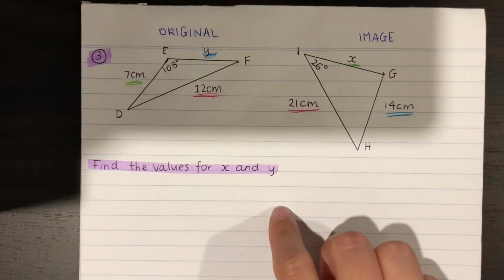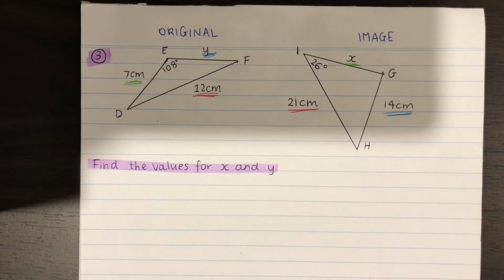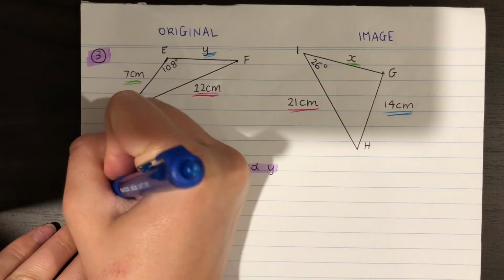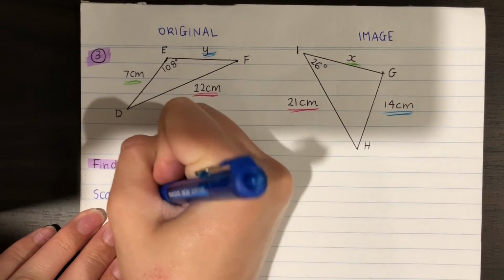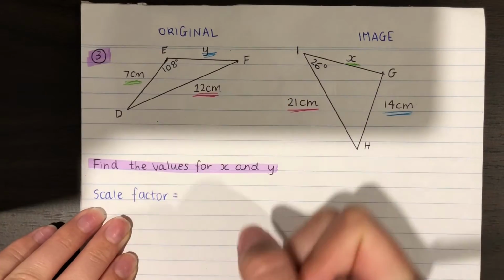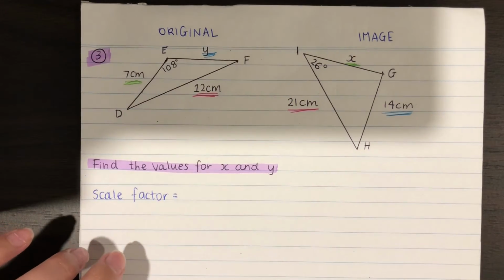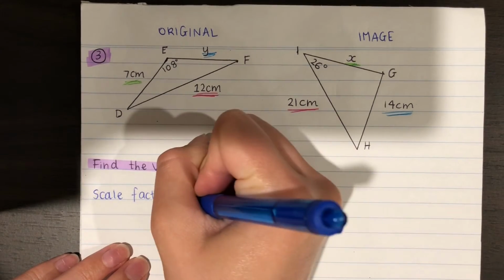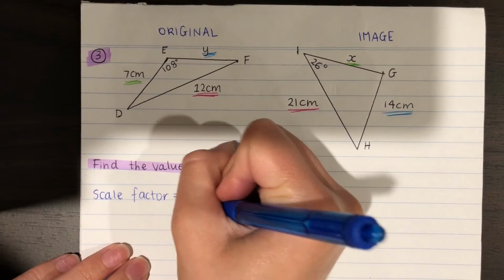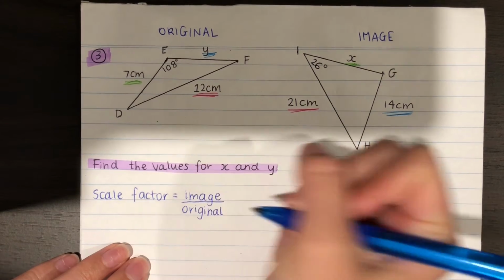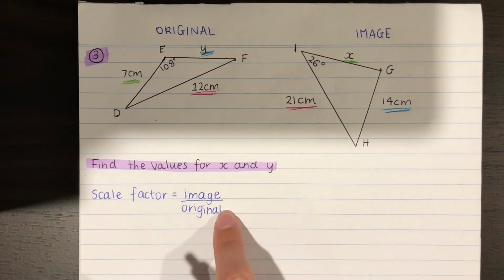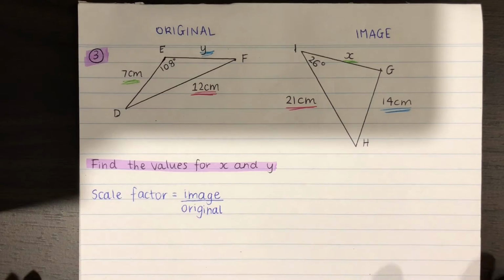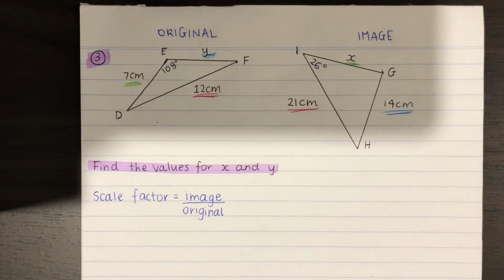Now in this question, it's assuming that both the triangles are already similar. And then we go ahead and calculate scale factors. So remember, scale factor equals the image divided by the original length. So image length divided by original length. And we're going to find that for every single colour.